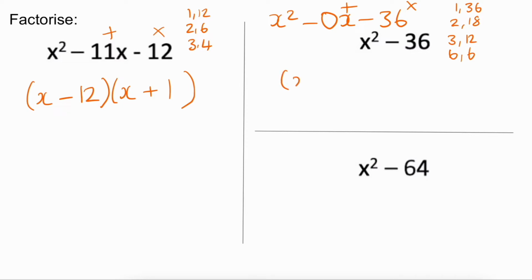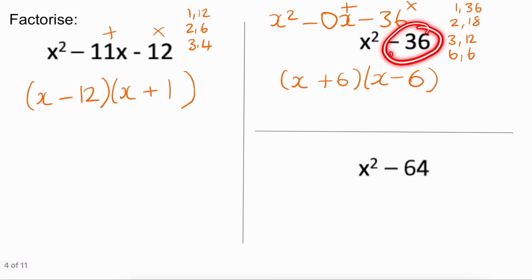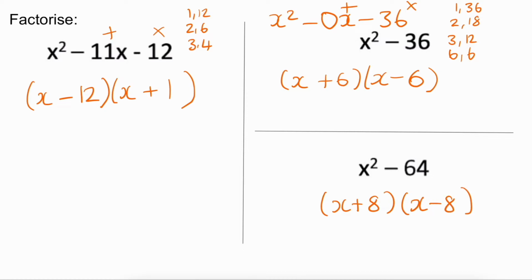So I end up with x plus 6, x minus 6, okay? Because here the positive 6 and the minus 6 are going to cancel each other out, and then I end up with my minus 36 at the end. So when you have this, the difference between two squares, all you're doing is square rooting the x squared, or the first part, and then square rooting the second part, and then you have one positive and one negative, either way round. So if on the second one I had x squared minus 64, this would just be x plus 8, x minus 8, because it's the difference between two square numbers.